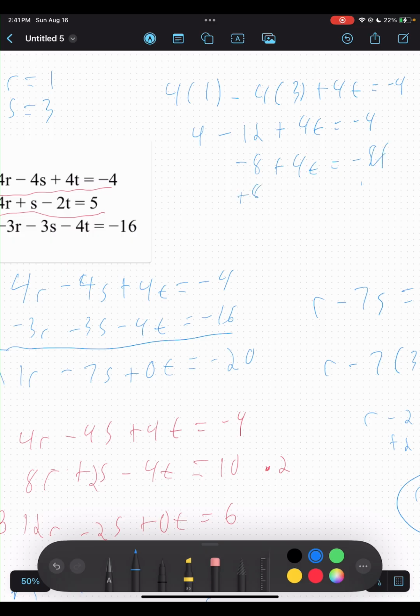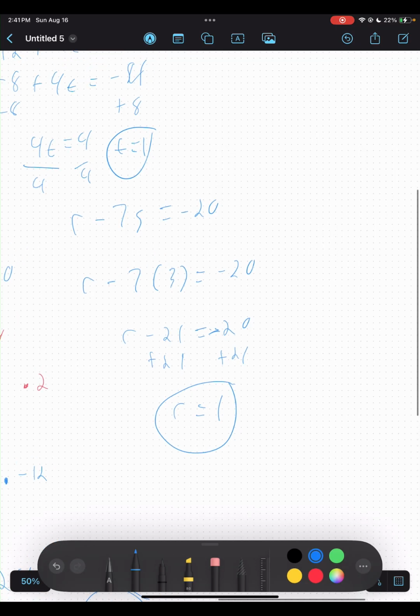Add 8 to both sides of this. 4t equals positive 4. Divide both sides by 4, we get t equals 1. So the answer to this is t equals 1, R equals 1, S equals 3, right? Not too bad once you know what you're doing. It can be kind of a pain, but the actual math isn't too tough.